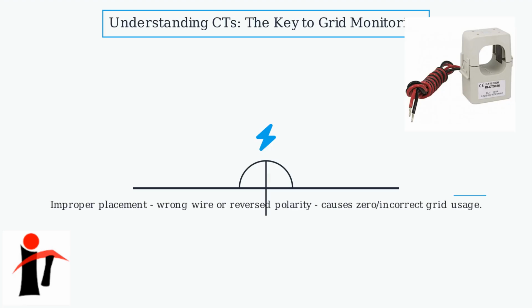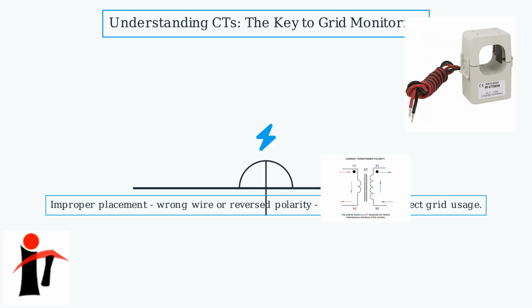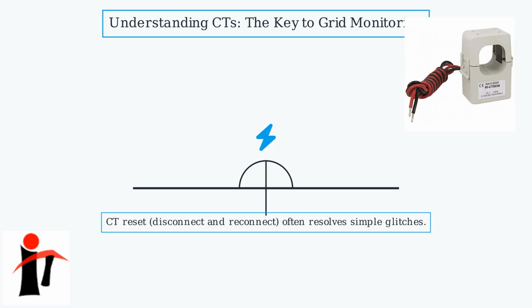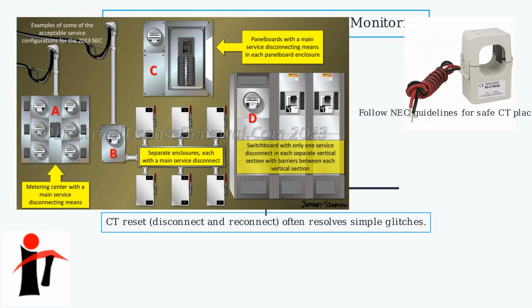If CTs are improperly placed, like on the wrong wire or with reversed polarity, your app will show zero or incorrect grid usage. A CT reset, disconnecting and reconnecting the CTs while the system is offline, can often resolve simple glitches. Always follow NEC guidelines for safe CT placement in your electrical service configurations to ensure accurate and safe monitoring.